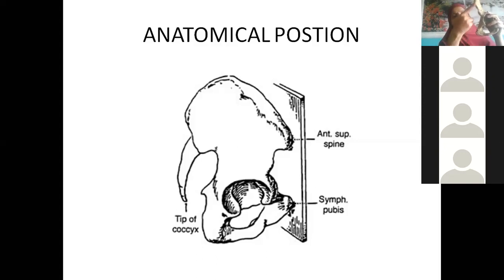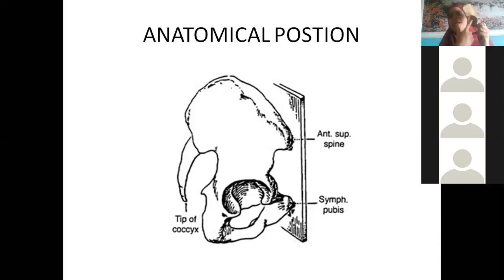What is the name of this projection? Anterior superior iliac spine. There is one more bone here which articulates here, the pubic symphysis. When you explain to the examiner, you should show that they lie in the same plane. Then what is the name of this big opening here? Obturator foramen. What is the name of this cavity here? Acetabulum.